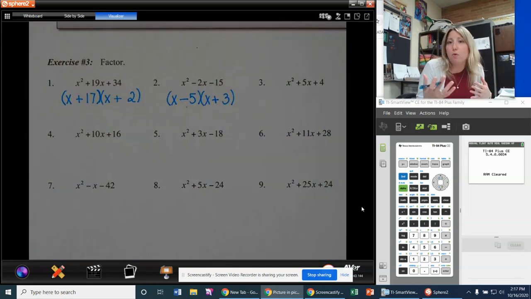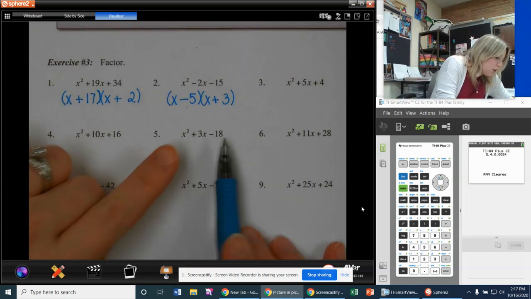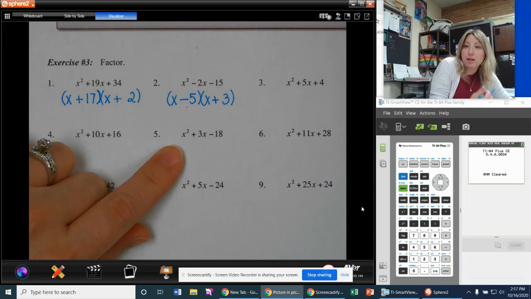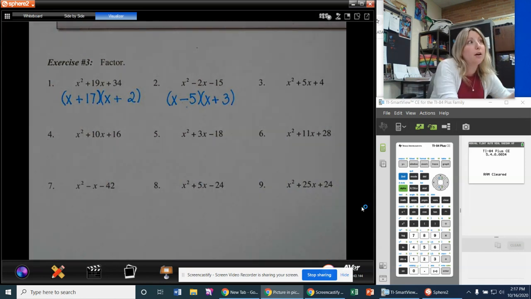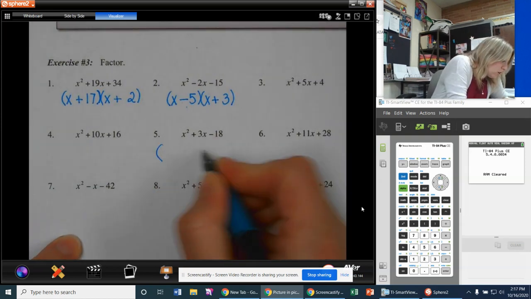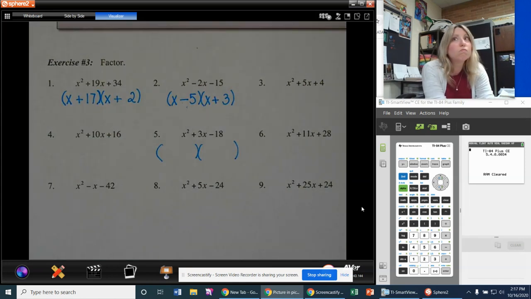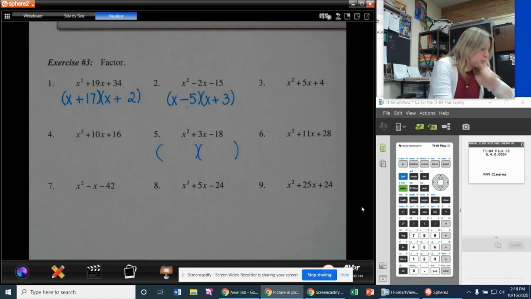So let me just do another one with a negative at the end, right? Because that tends to be the one that people have trouble with. So right here, number 5, we've got a negative 18 at the end. What multiplies together to give me 18, but subtracts to give me the 3 in the middle? Well, let's think. 18 and 1 subtracts to give me 17. 9 and 2 subtracts to give me 7. 6 and 3. 6 minus 3 is 3. That's what gets me my middle.